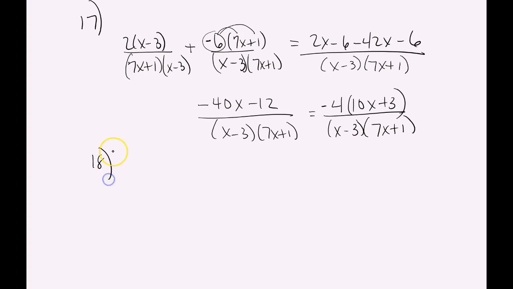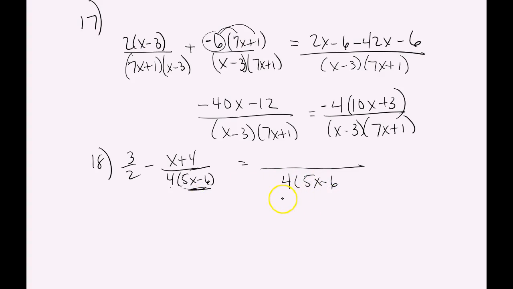Number 18. I'm going to actually recopy this whole thing because it looks a little weird at first glance. These are interesting because we need a common denominator. This is a 2 and this is a 4. Now the lowest number that both of those can go into is a 4, but then this one also has this extra mess over here. So this whole thing right here is my common denominator, so I'm going to write it twice.